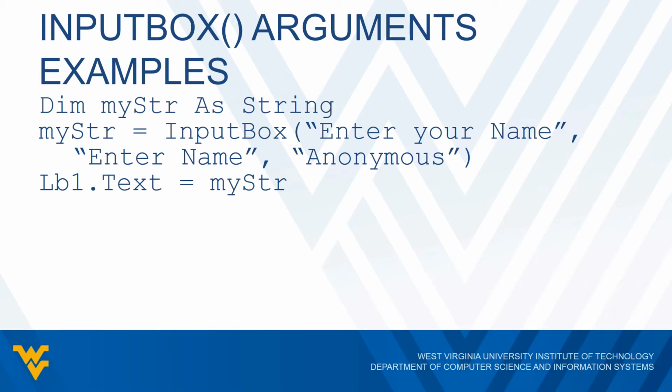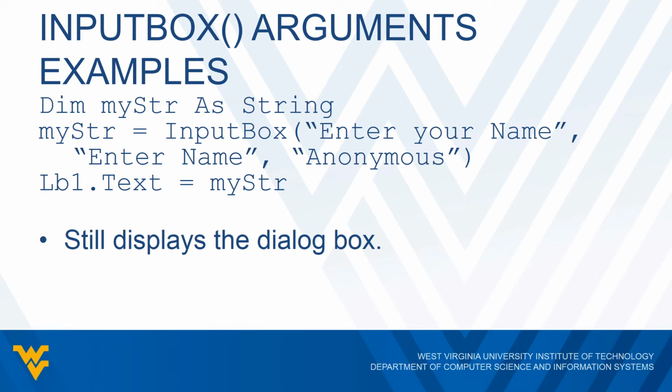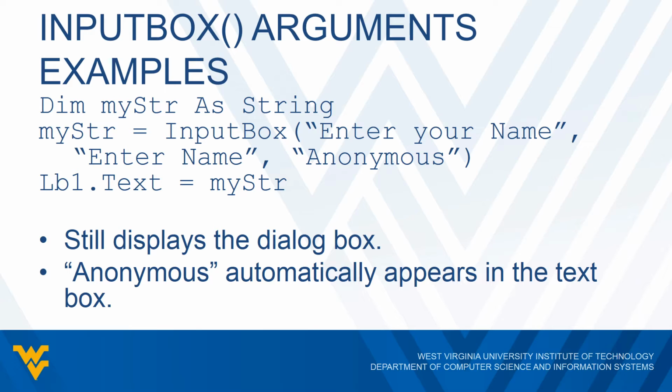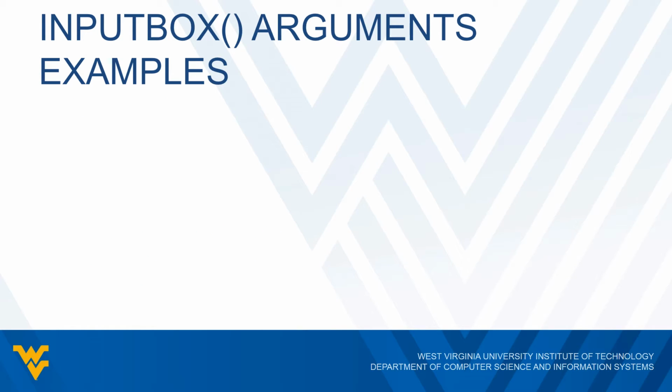So what this function is going to do is it'll still display the dialog box. The prompt is going to ask the user to enter the name. The title bar is going to say enter name. But what this anonymous argument is going to do is it will automatically appear in the text box. This is our default response. So if we were to just click OK and not do anything, then anonymous would get stored in myString, and that's what would appear in our label. Of course, you can go into the text box, take out the anonymous and put in whatever text you want.